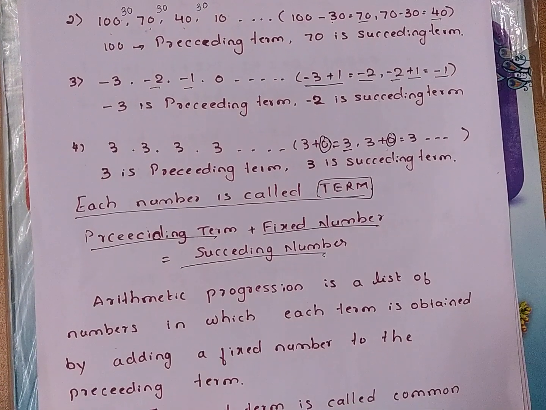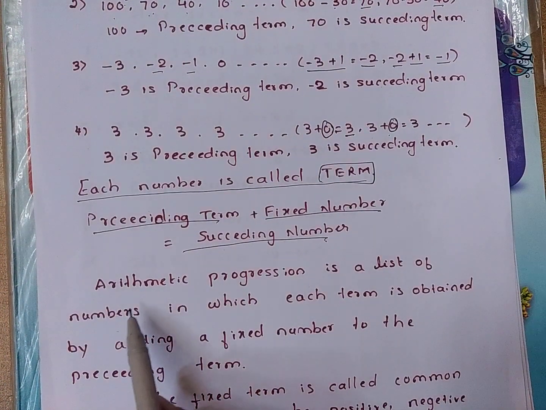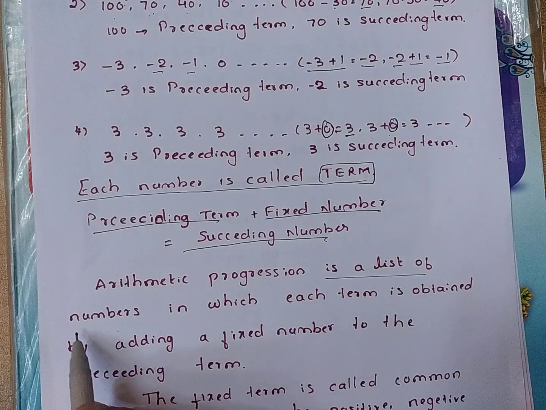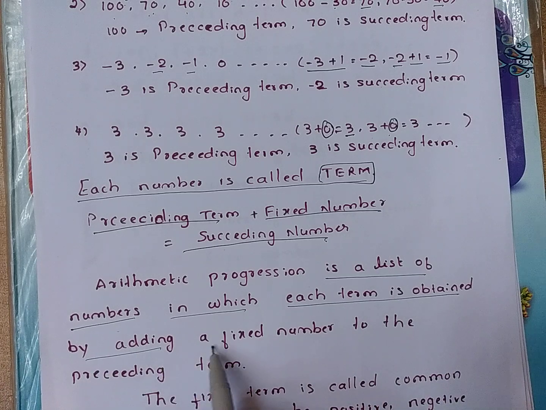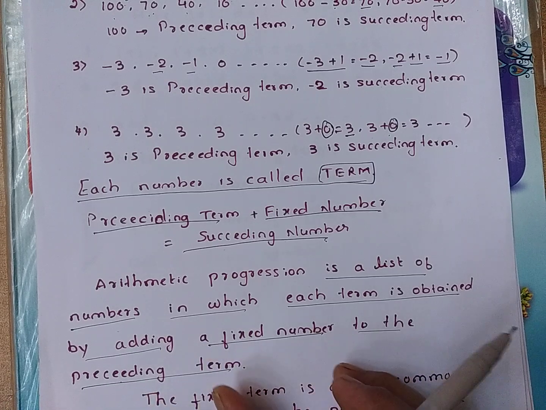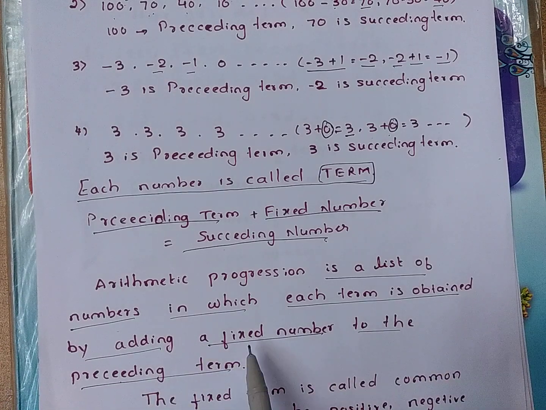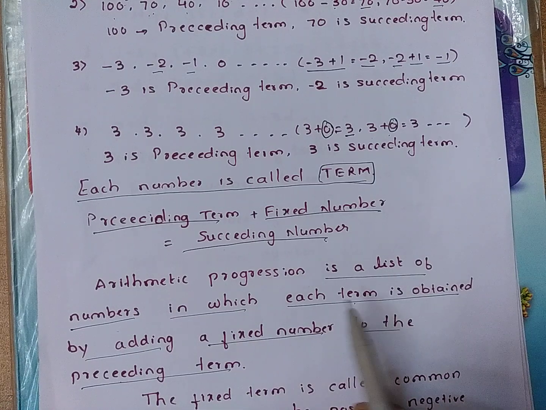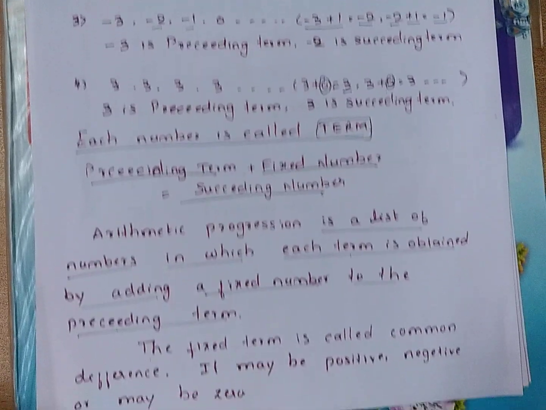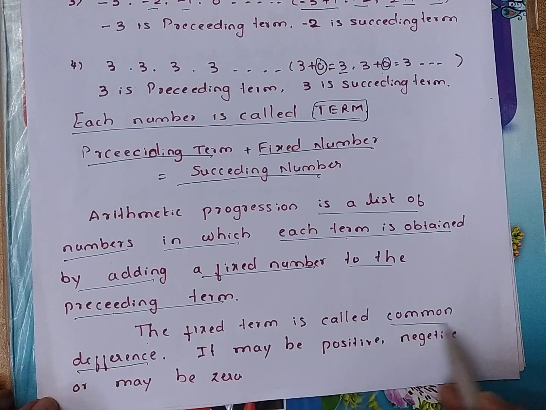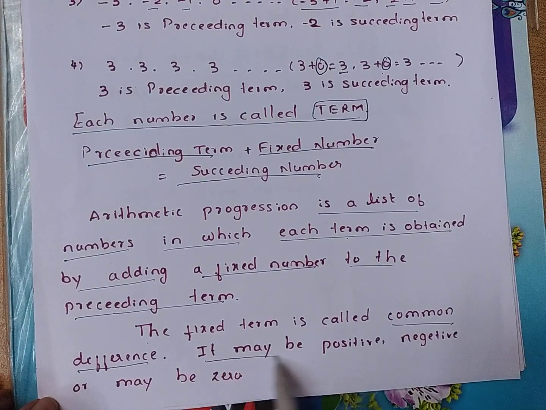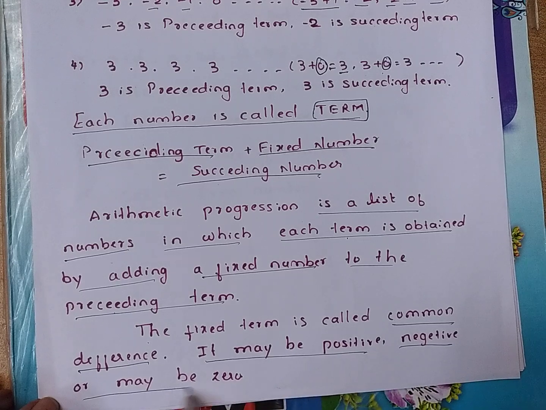So how can we define the arithmetic progression? Arithmetic progression is a list of numbers in which each term is obtained by adding a fixed number to the preceding term. That is, the preceding term is the first number, the fixed number is the common difference, and if we add it, we get the succeeding term. So this is the arithmetic progression. And the fixed number is called the common difference. It may be positive, negative, or zero.